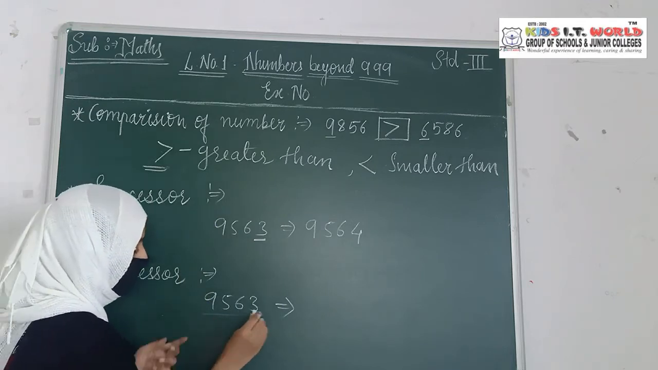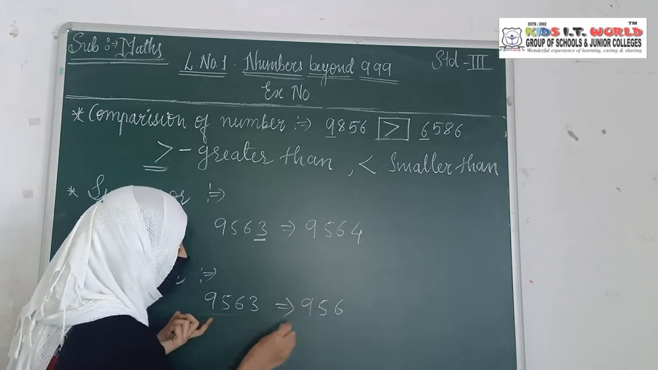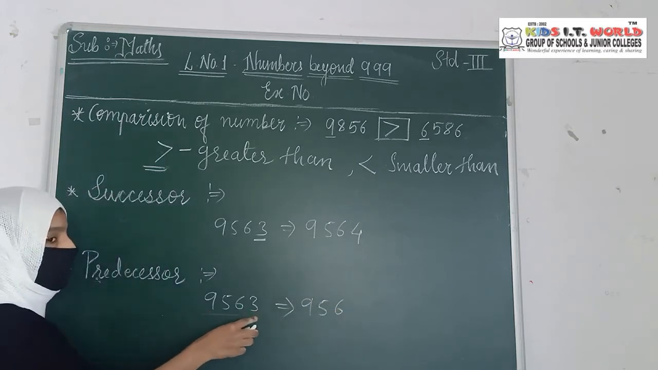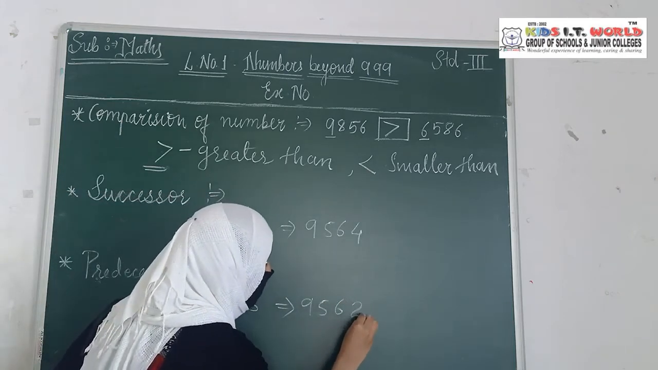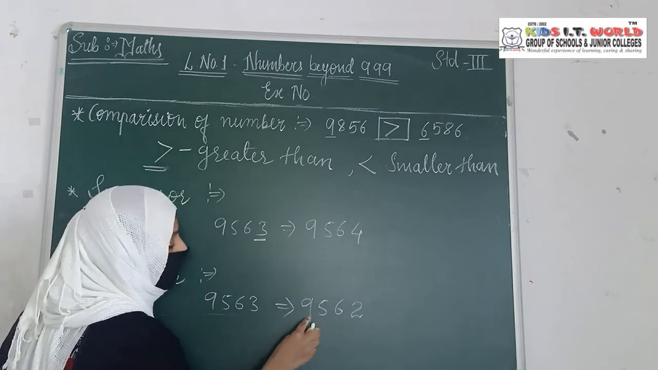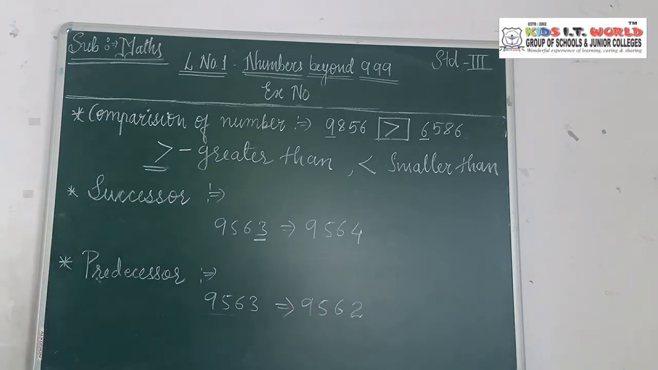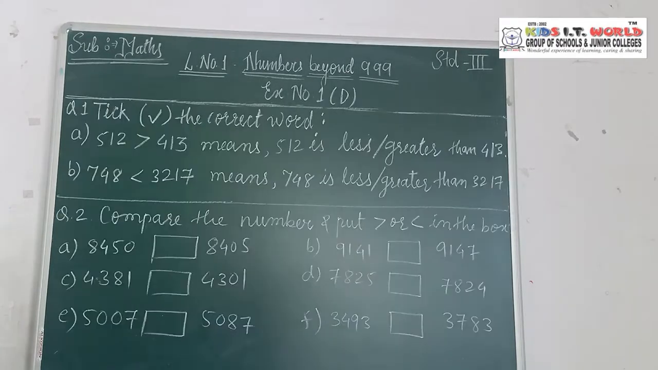Now for the predecessor of 9563: before 3 which number will come? 2. So the predecessor of 9563 is 9562. In this way you have to compare numbers, and in this way you have to find the successor and predecessor of a number. On the basis of these 3 topics, we have to see the next exercise, number 1 D.